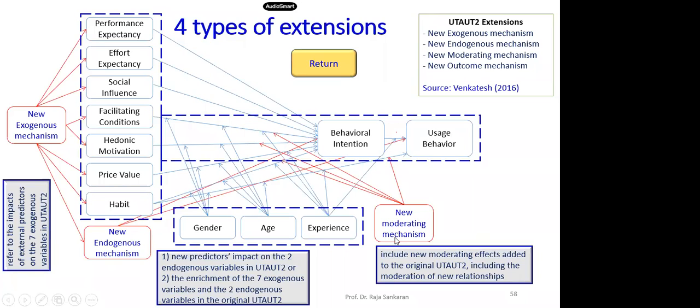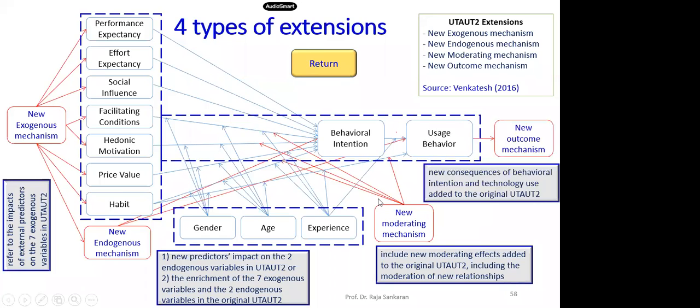So what the model talks about is gender, age, and experience. I can have a separate one. For example, if you want to determine from the cultural perspective, I could use it. Or if you want to do something from the usage perspective, high and low, I could use that. So based upon the way that I conceptualize the model, I can add additional moderating variables.